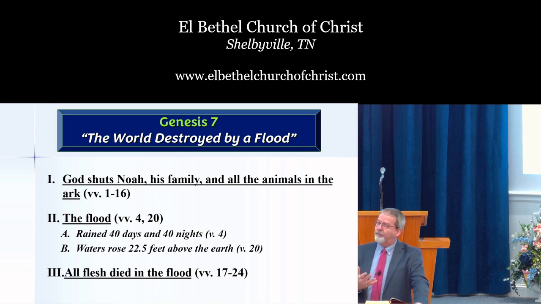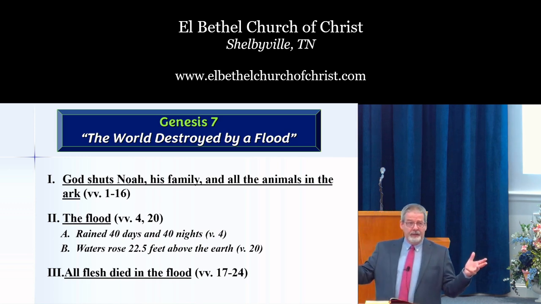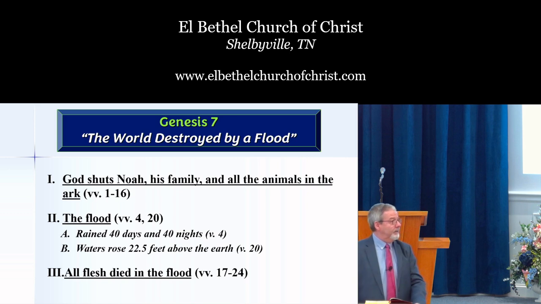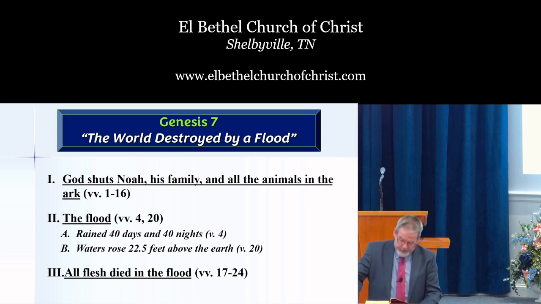Now, we don't have that information in chapter 6. But in chapter 7, they were to take 7 of every clean animal, male and female, and 2 of each of the animals that are unclean, male and female. So what was the purpose of having some of 7 and the clean and unclean? I take it that was for sacrifice when they came off of the ark.